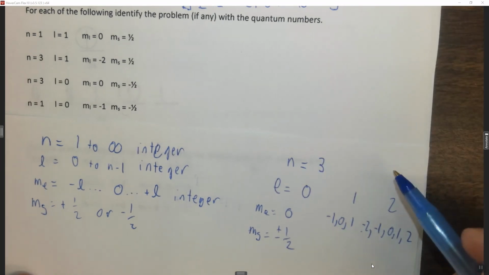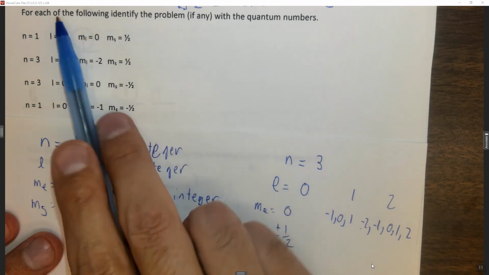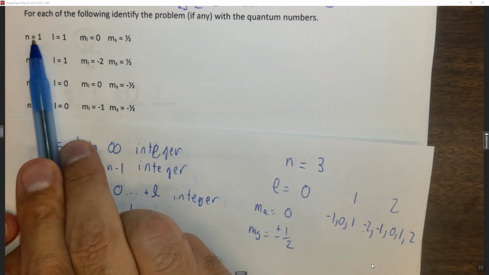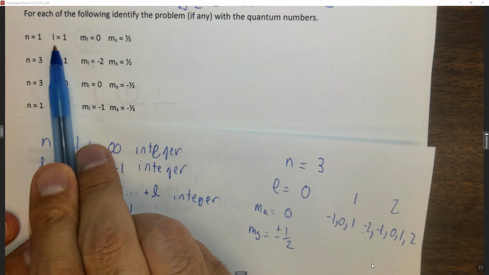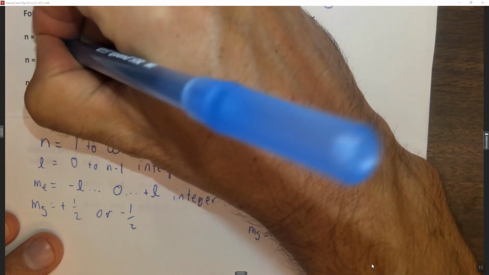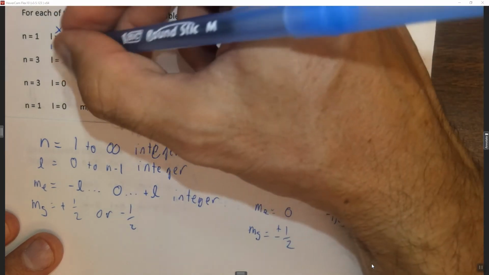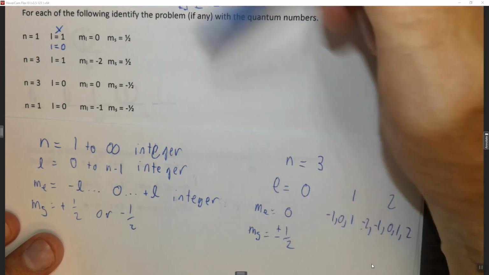All right, now that we have that out of the way, let's actually answer the question. It says, for each of the following, identify the problem, if any, with the quantum numbers. So if n equals 1, the only possible value of L is 0. So L has to equal 0, so that's a problem. We can just stop there because once there's a problem here, you're just continuing to have problems moving forward.